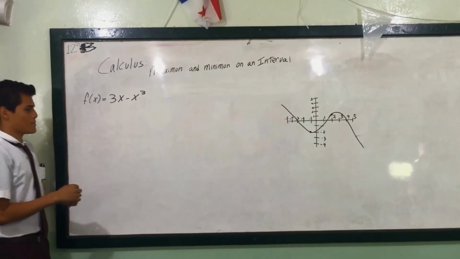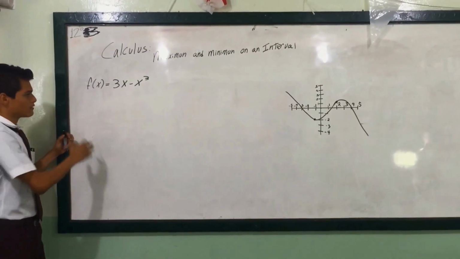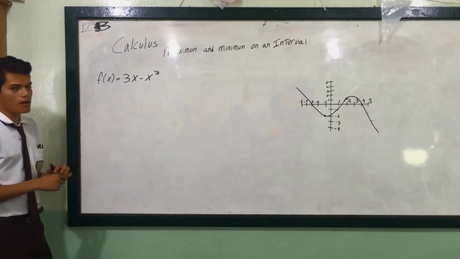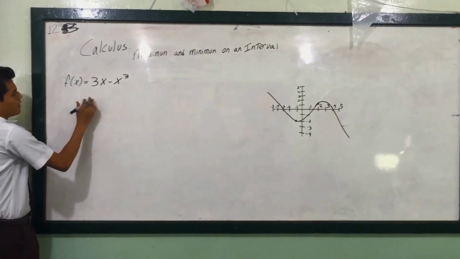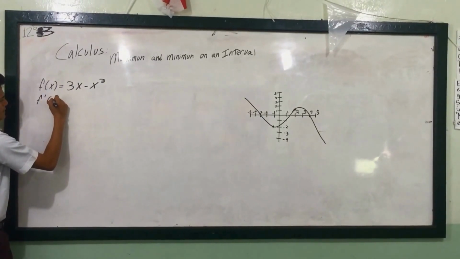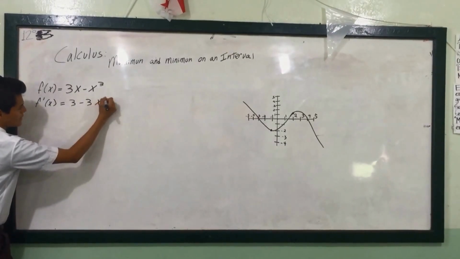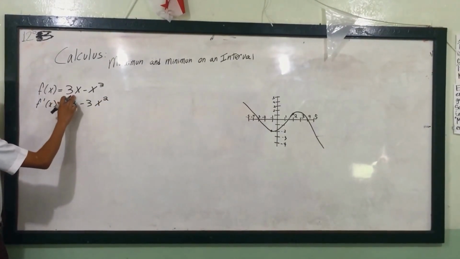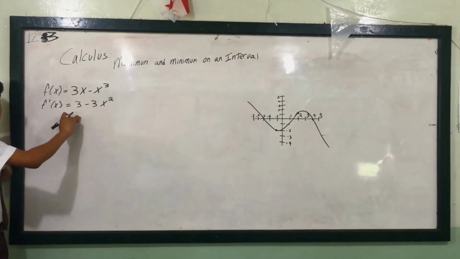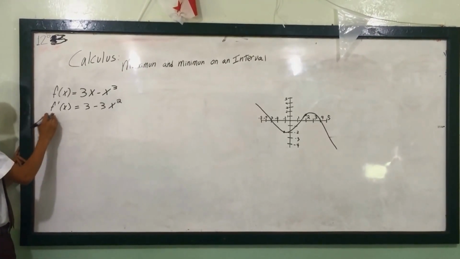Beyond this, I'm going to explain how we can solve this kind of problem and what the purpose of it is. First of all, let's start. First, we have to derive this equation. We know that it's f prime of x equals 3 minus 3x squared. This is the same equation, only derived, and before it, we know that this is f prime of x.